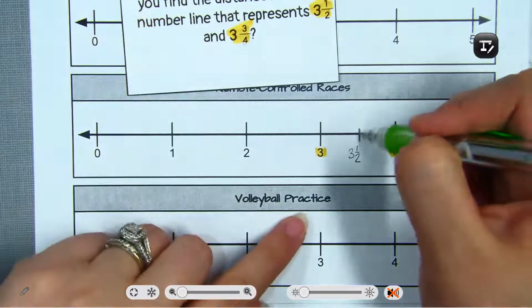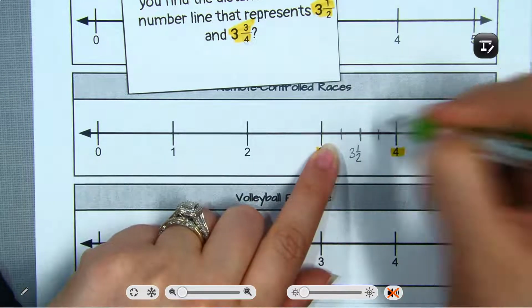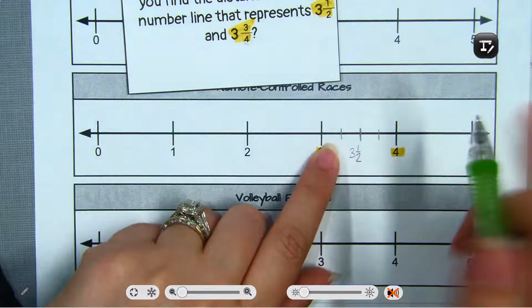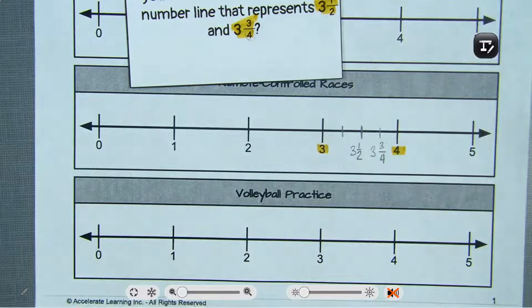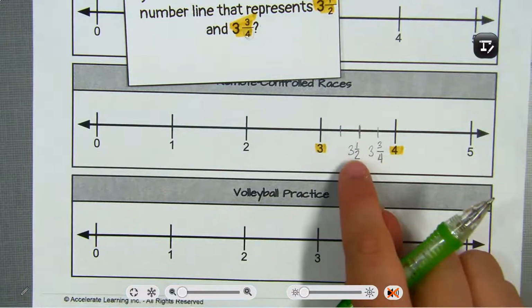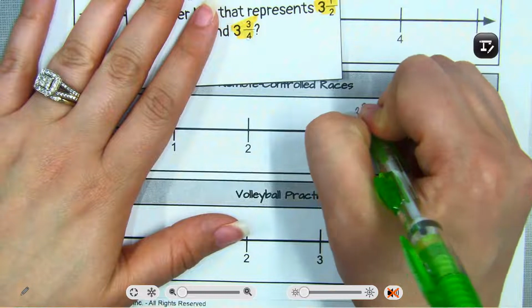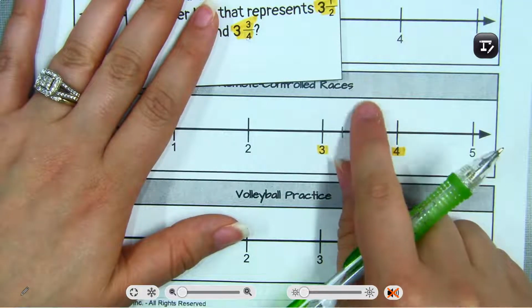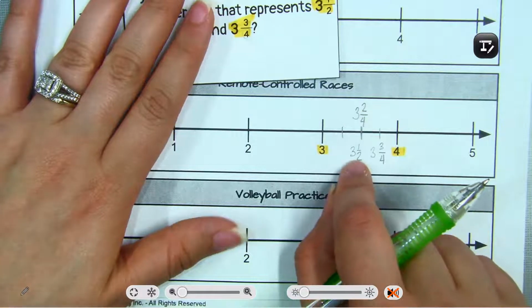So I already have halves. I'm going to cut this into fourths now. This is still 3 1/2. This would be 3 3/4. This can also be 3 2/4. So 3 1/2 is the same as 3 2/4.